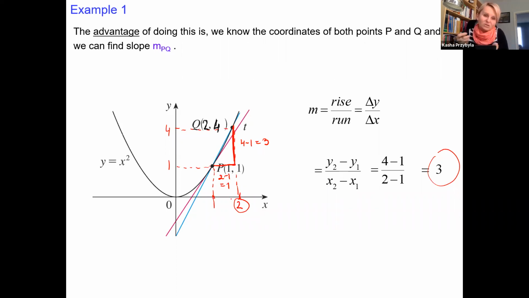What I did, of course, was go through the integer numbers 1, 2, 3, 4, but that's far away. I have to be extremely close to the point 1. Maybe 1.5, maybe 1.1, maybe 1.01, maybe 1.000001. But I can't pick 1, of course, because 1 minus 1, the run will be 0, and we can't divide by 0.